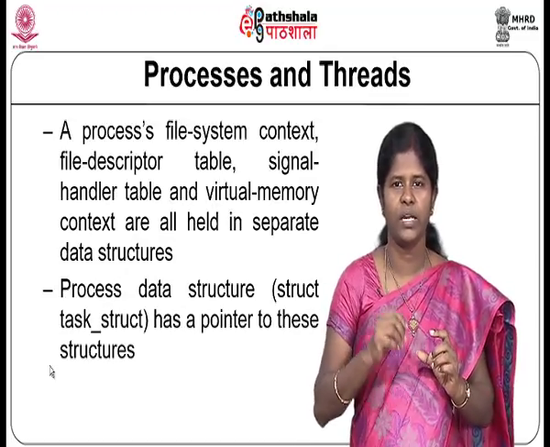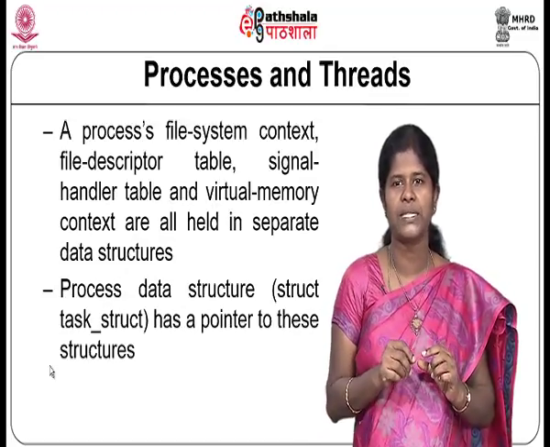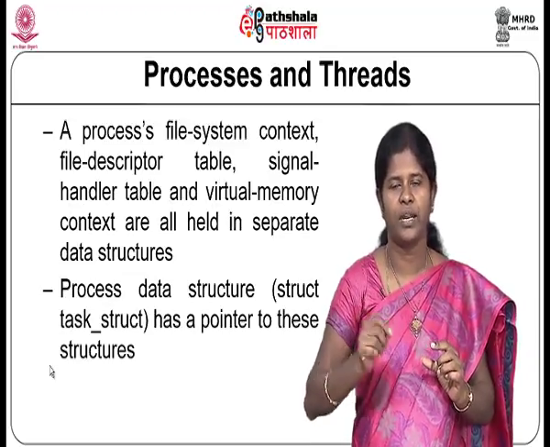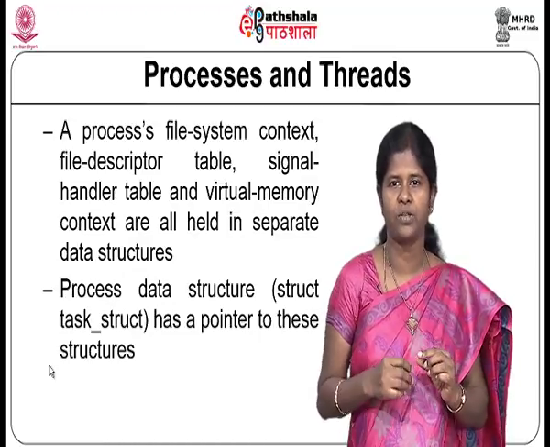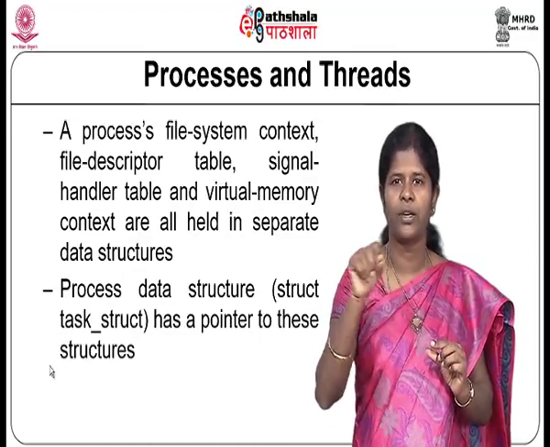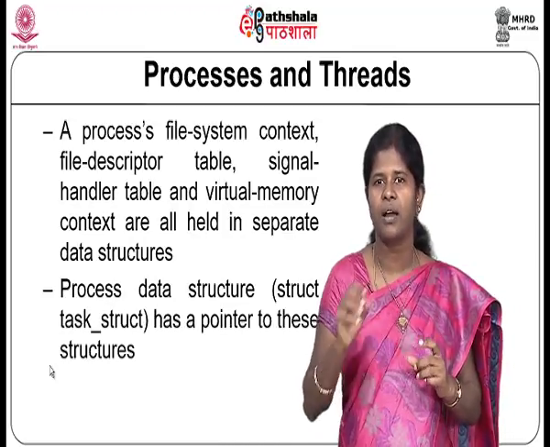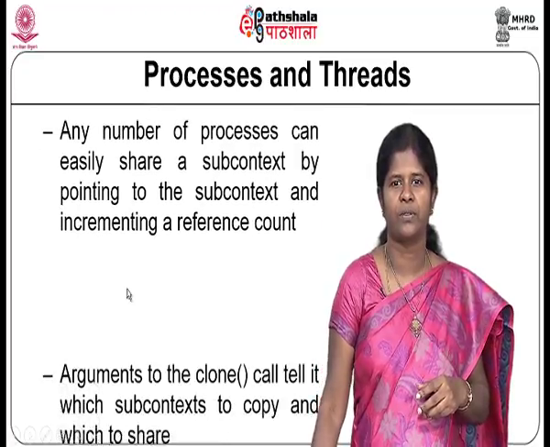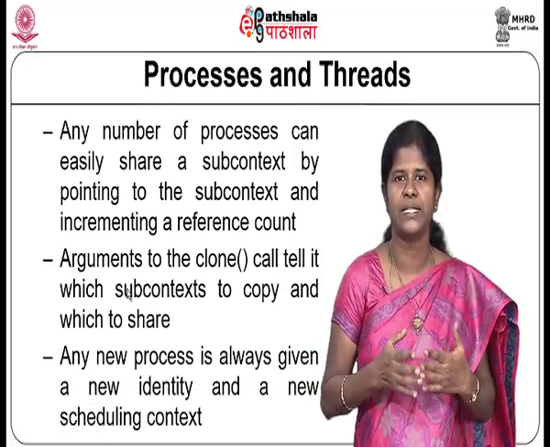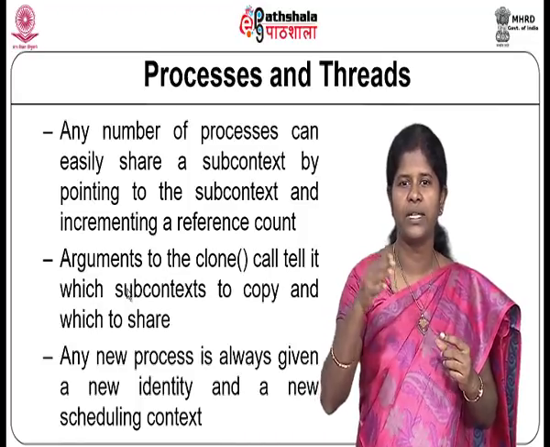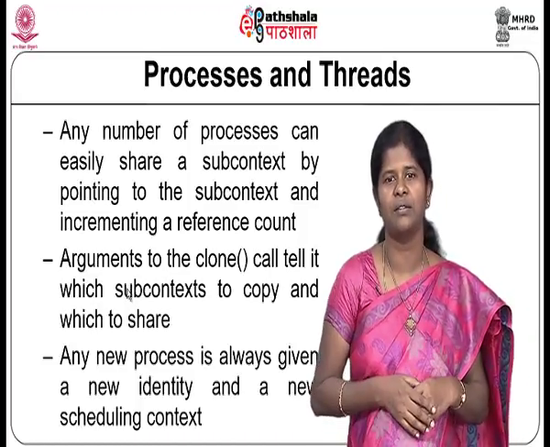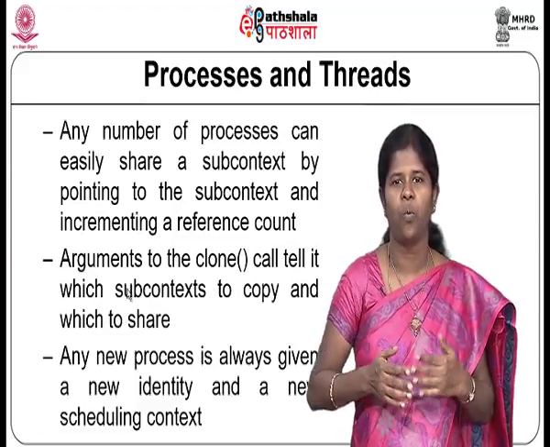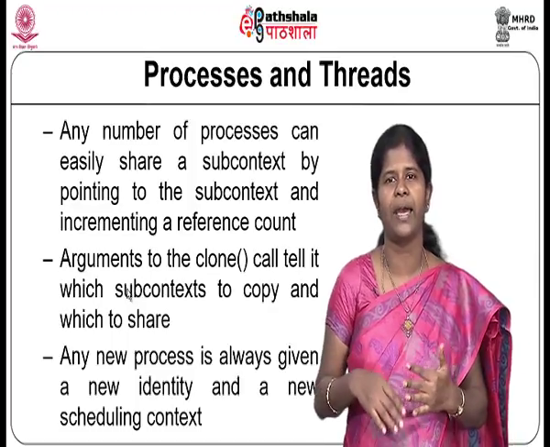So, when you are using a clone with some flags set, then we know which structure has to be shared and which need not be shared, for which you need to make a copy. If it can be shared, then you just have a pointer to that and you can share that particular structure maybe by incrementing some reference count. So, any number of processes can easily share a subcontext by just pointing to that subcontext and incrementing the reference count. The arguments to the clone tell what subcontexts have to be copied and which to share.